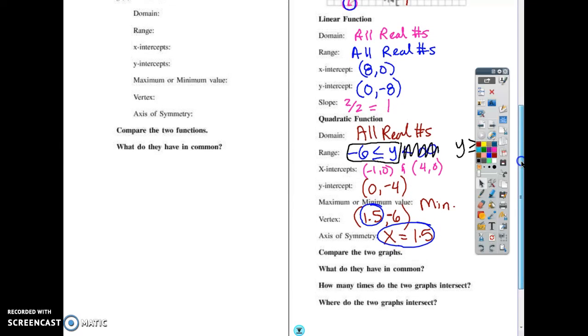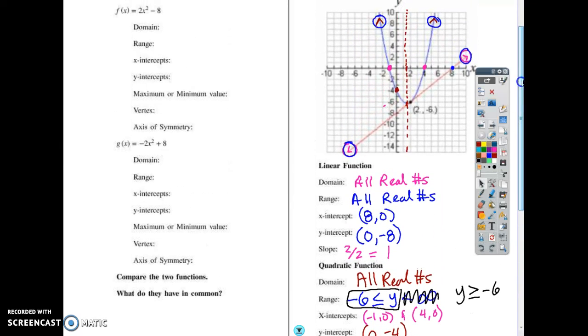How many times do these two graphs intersect? How many times does the quadratic intersect the linear? One time. Okay? Could it intersect it twice? Like if I was to draw this line somewhere else, could it cross it 2 times? Yeah, if I draw it like this, it's going to cross it 2 times.